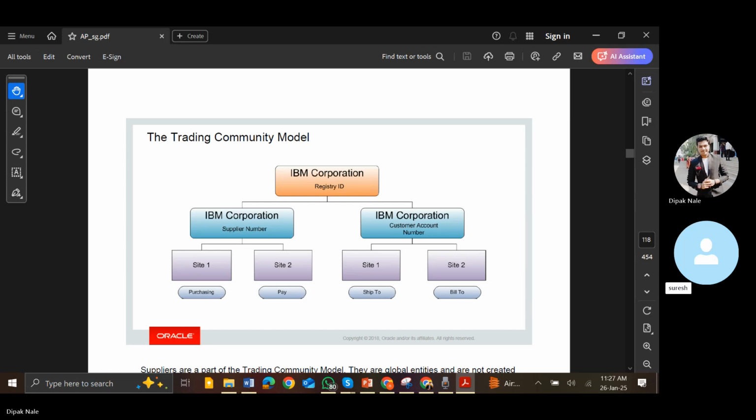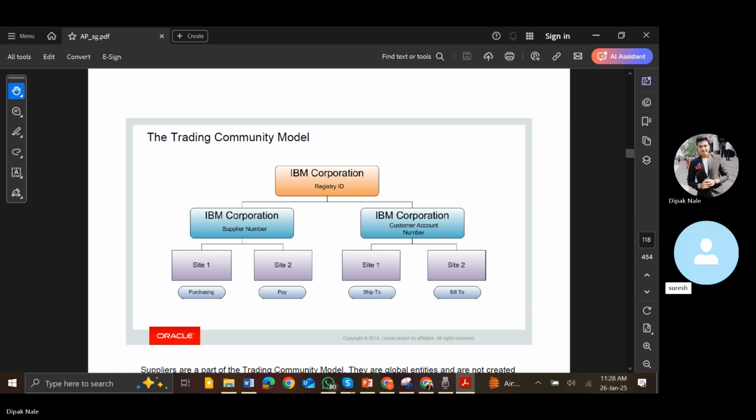And site 1, site 2, two branches they have. Here, purchasing branch and payment. They have a payment branch. They are ship to and bill to. So the purchasing unit is separate, and you will pay, so finance is separate. What is ship to and bill to? We are billing for one place and shipping for a different place. That is bill to and ship to.